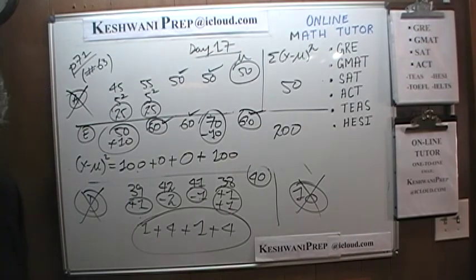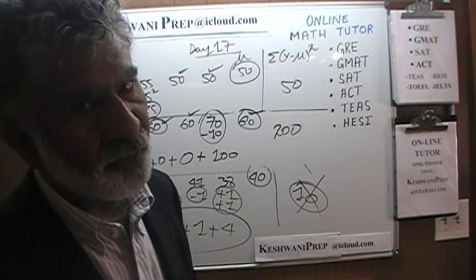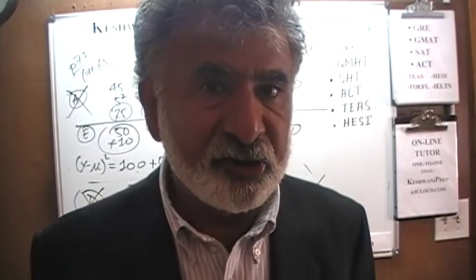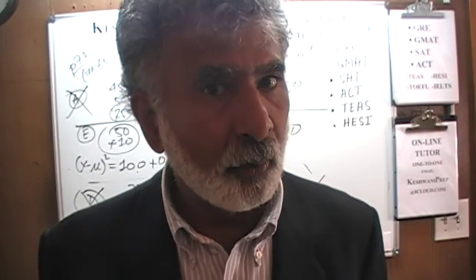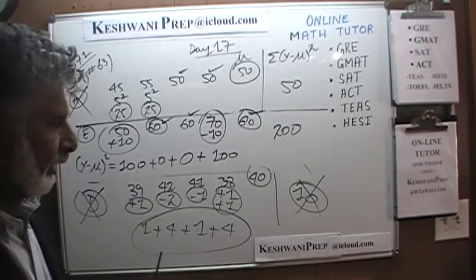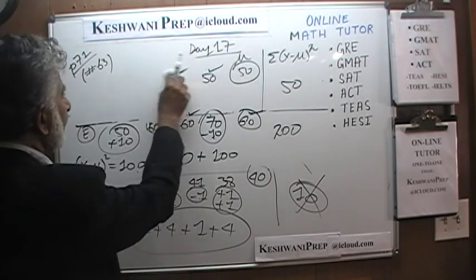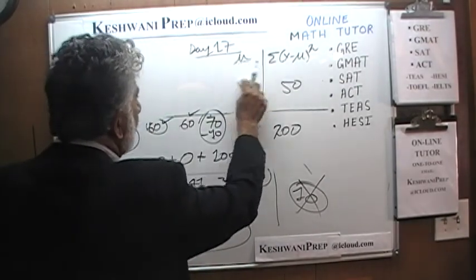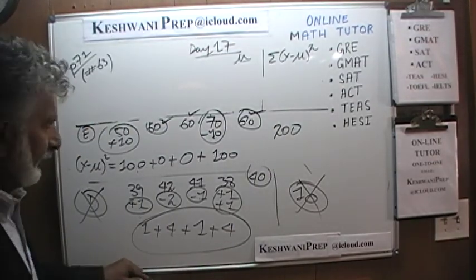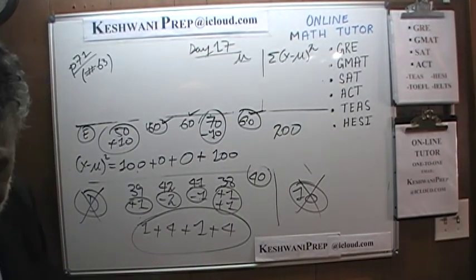So what is the answer? Is the answer E? No, the answer is not E. The answer is the letter that I left out on purpose. What I left out was B. Let's take a look at B. The answer is not E. It is, we'll see in a second, B.